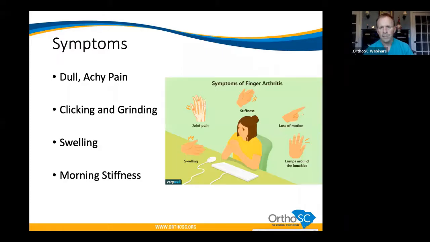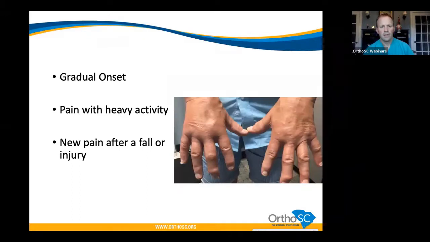So symptoms again of arthritis: dull aching pain, some grinding in the joints, swelling, stiffness in the morning, all those things that we were talking about. And then arthritis can vary in the way it presents. It can be a gradual onset. It can get flared up more after heavy activity, if you're working out in the yard and pulling weeds, or even, a patient said he was kayaking and that was kind of flaring up his arthritis.